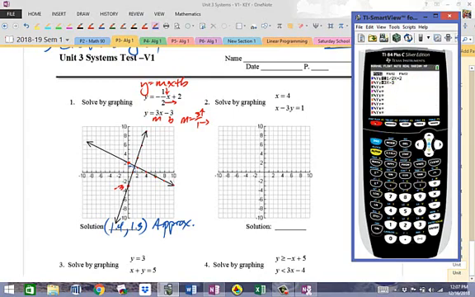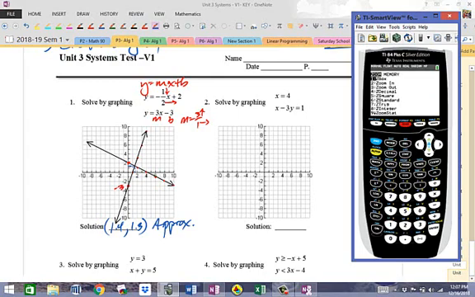Okay, so to turn the plot off, you just go up to Plot 1, turn it off by hitting the enter button, and then go back to the graph. And notice that it doesn't look exactly like the one on our test here, because I didn't set the scale to square it out.